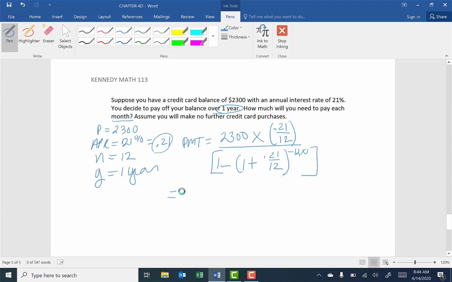And that's going to equal 4,683.25 in the numerator, and in the denominator you're going to get 0.18794, and that equals $214.16. So how much will you need to pay each month? This will be your monthly payment.